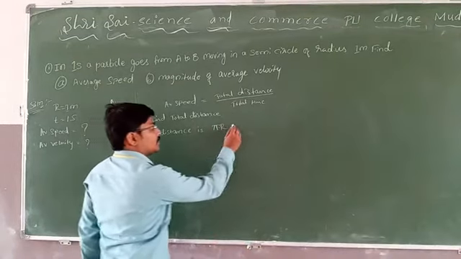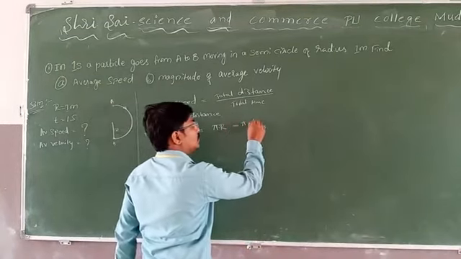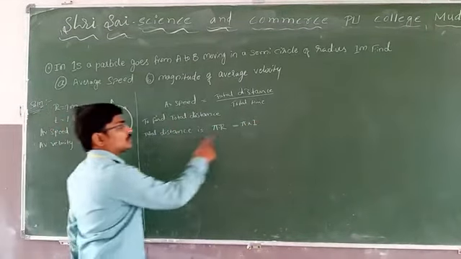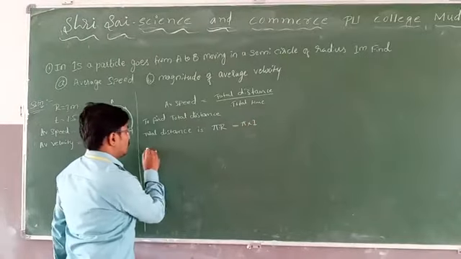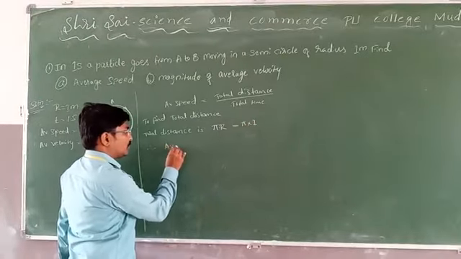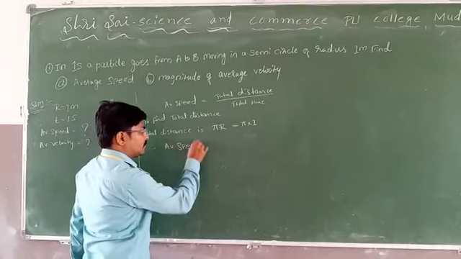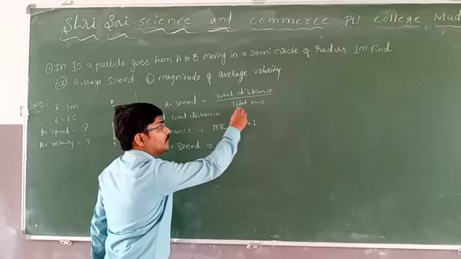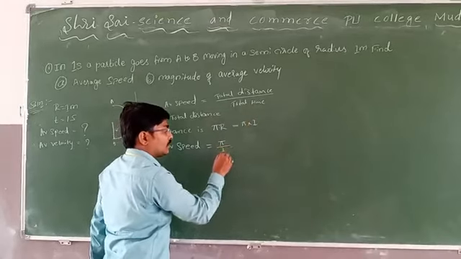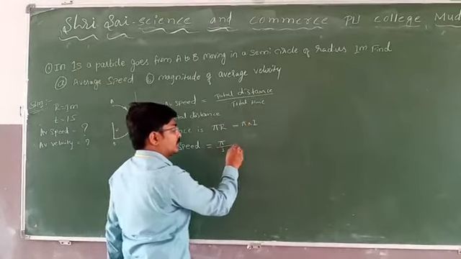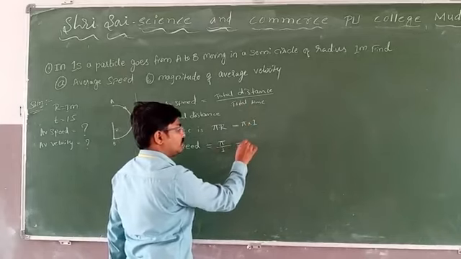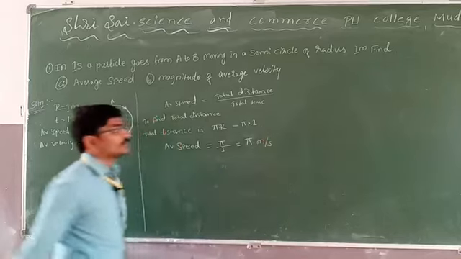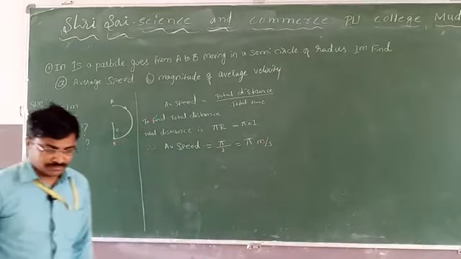This πr is equal to pi into 1, because r is 1 meter. Total distance is pi meter. Therefore average speed is equal to pi into 1, that is pi, divided by total time, 1 second. Therefore pi by 1 means pi meter per second. Pi meter per second.